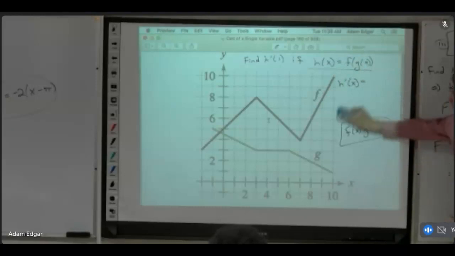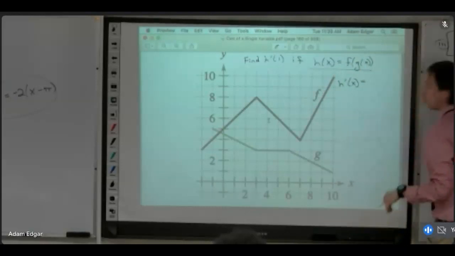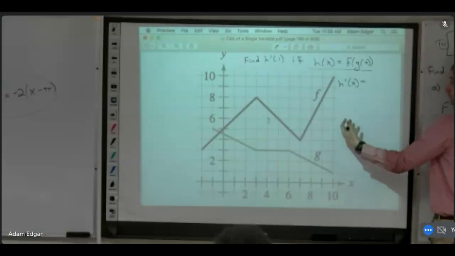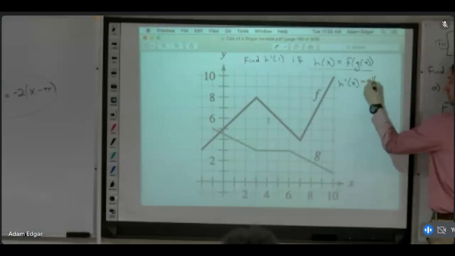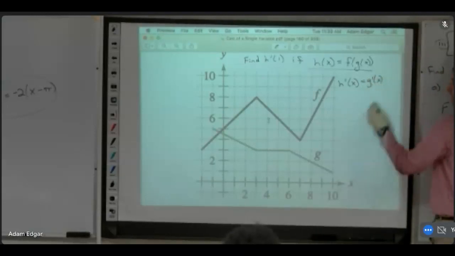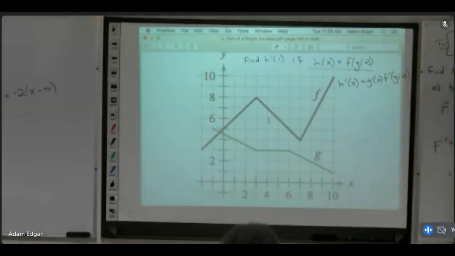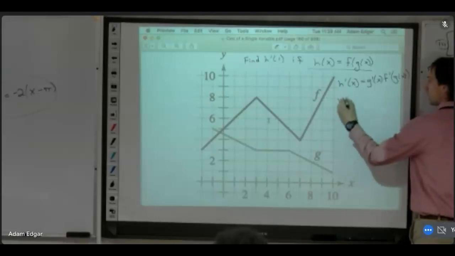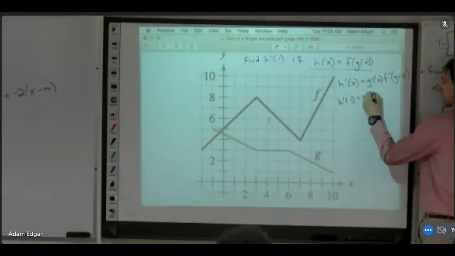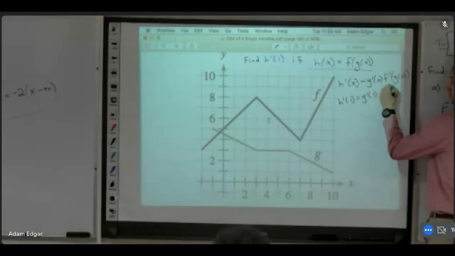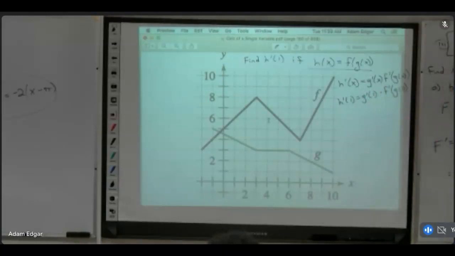So to do your chain rule, what's the derivative of the inside part? g prime of x. What's the derivative of the outside part? f prime, and what's inside your f prime? g of x. And then we want to do h prime of 1. So that means you plug in 1 for your x's, obviously. And this can get a little messy. So we need to start off by finding g prime of 1 and g of 1.